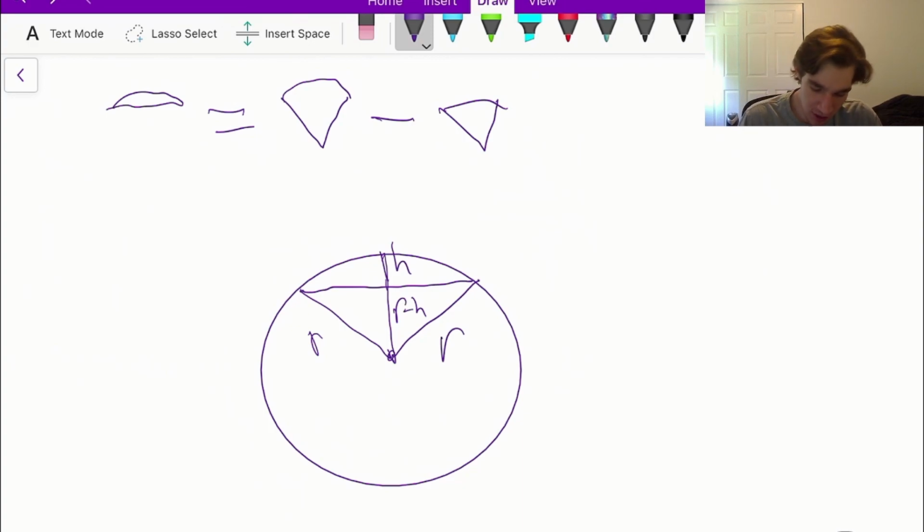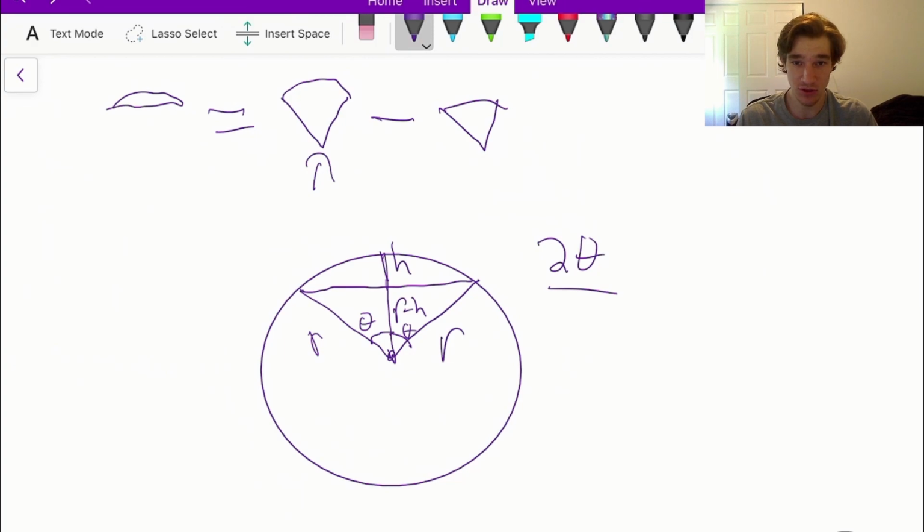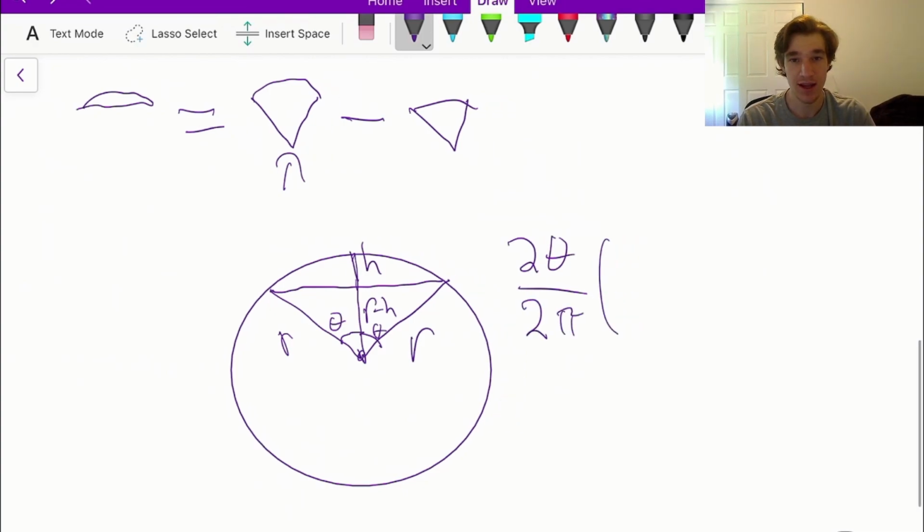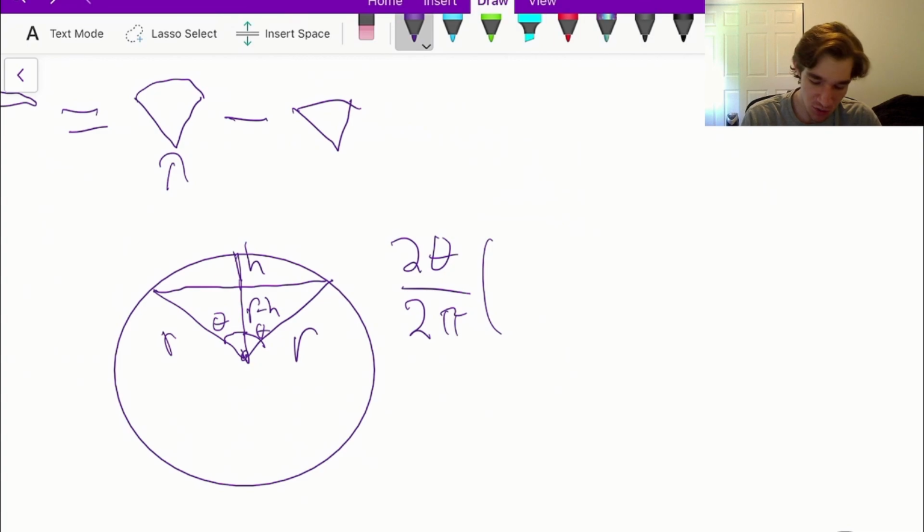So in order to find this area right there, we're going to need to know the angle that it is at. So we'll call this theta, call this theta. So we know that 2 theta divided by, we have to put it into radians. And in order to do that, we have to divide by 2 pi, which is the circle, 2 pi. And to get it of this specific circle, we have to multiply it by 2 pi r squared.